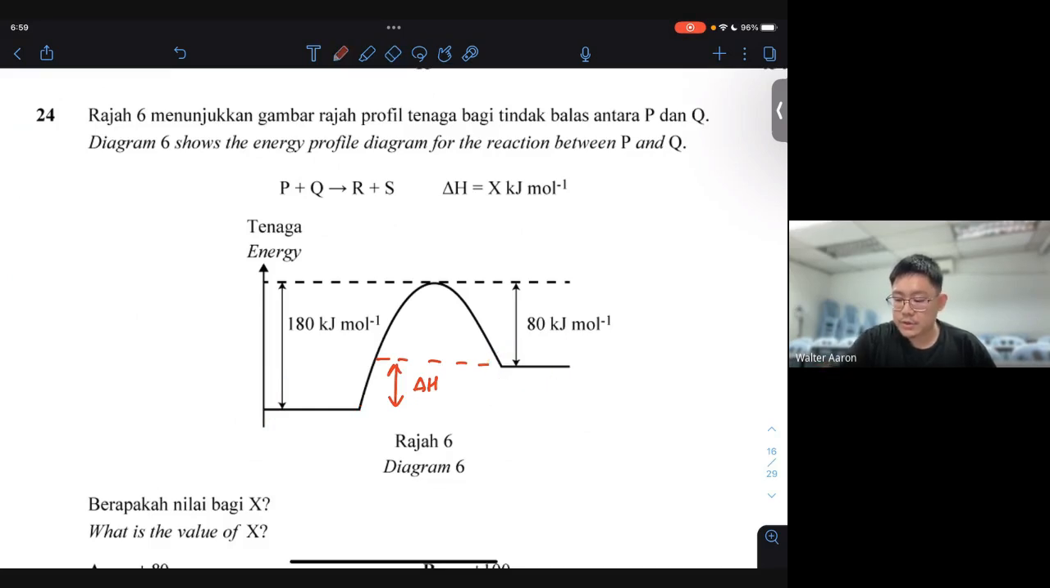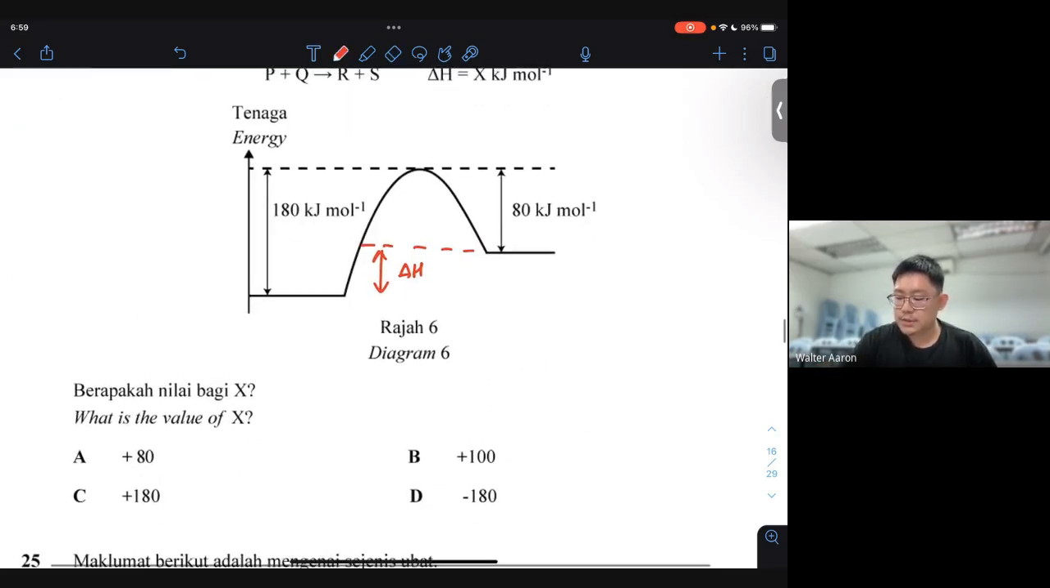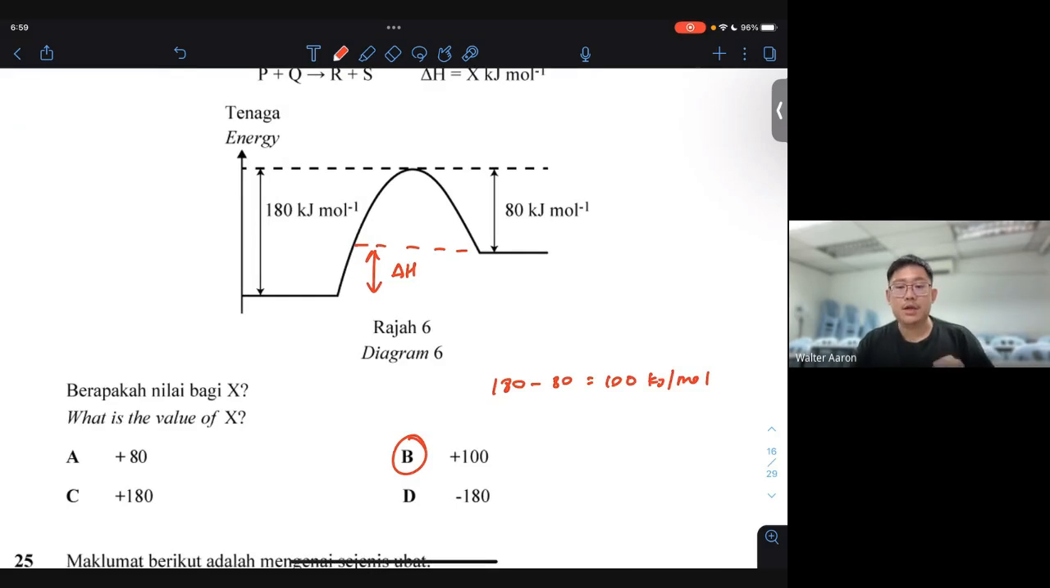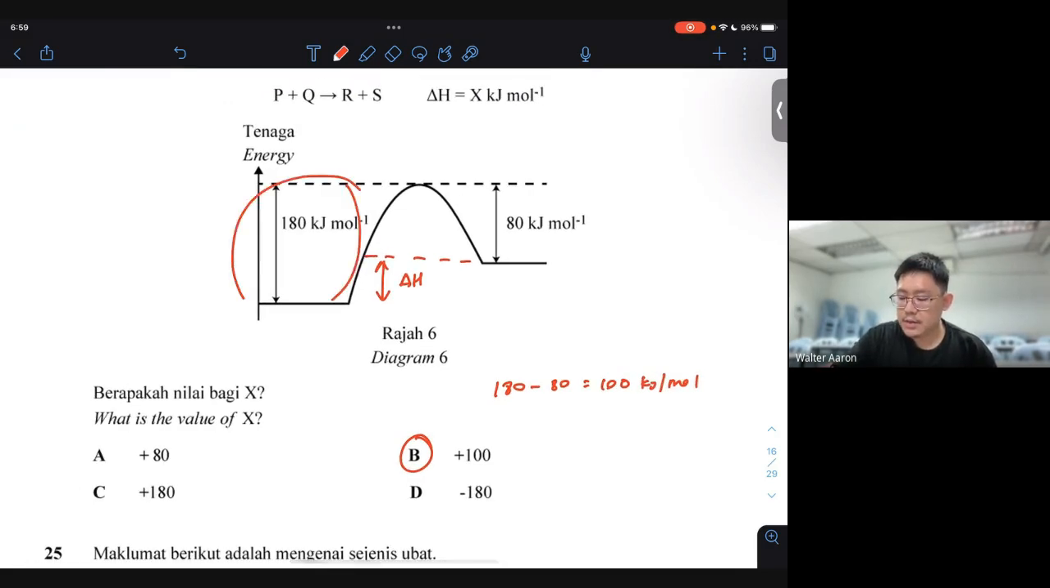So definitely an endothermic reaction. What you need to do is very simple: just take 180 minus 80 kilojoules. So you get 100 kilojoules per mole as your delta H. But remember, it's a positive 100 because it is an endothermic reaction. This part here, deduct this part here, then you get the answer already. Done.